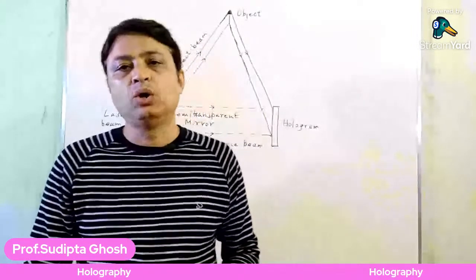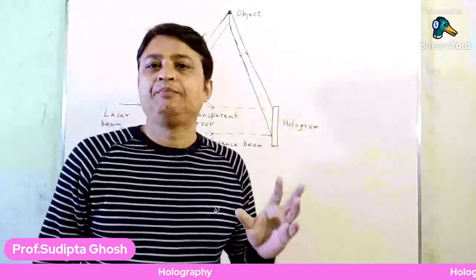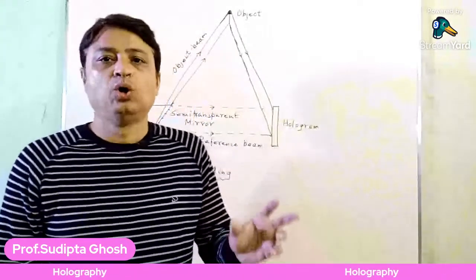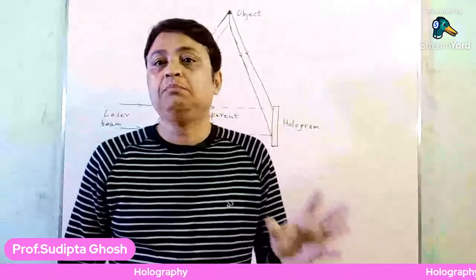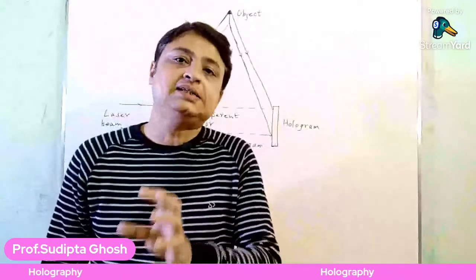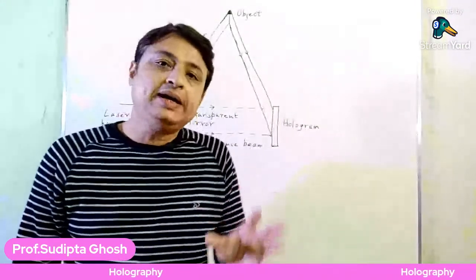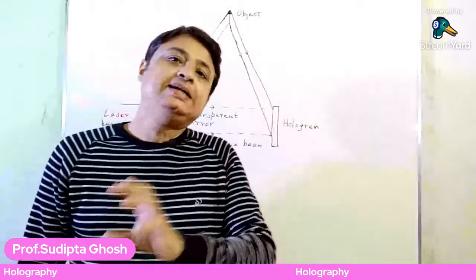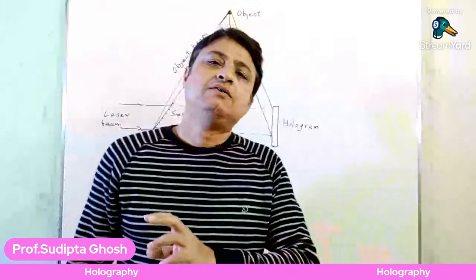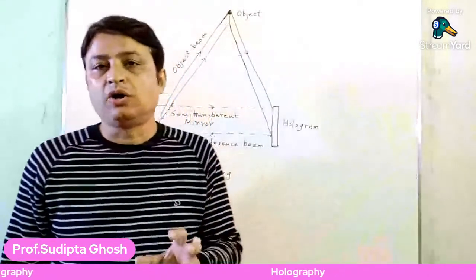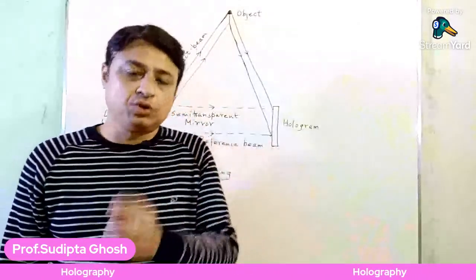Actually, in a hologram, the entire information, as I have told you, that the Greek word holos means the whole or the entire. So what is the entire information? Entire information means not only the intensity of light, but also the phase relationship. So in a hologram, both the intensity of light and the phase relationship are recorded. So that is the basic difference between a hologram and a photograph.